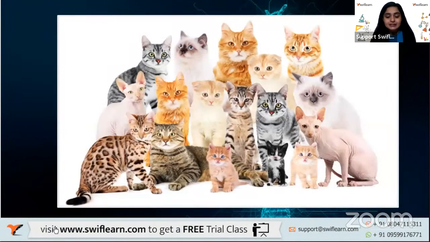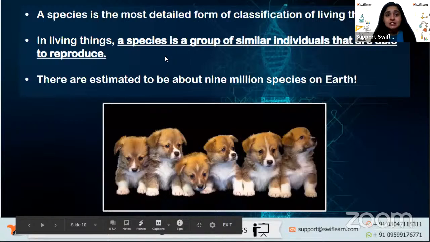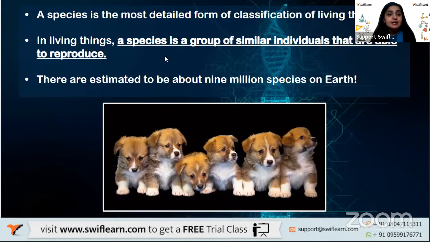Now look at these cats. All of these cats belong to the same family, right? And what is the family? The cat family, because all of them are cats. Moving further, a species is the most detailed form of classification of living things. A species is a group of similar individuals that are able to reproduce. There are estimated to be about 9 million species on Earth.